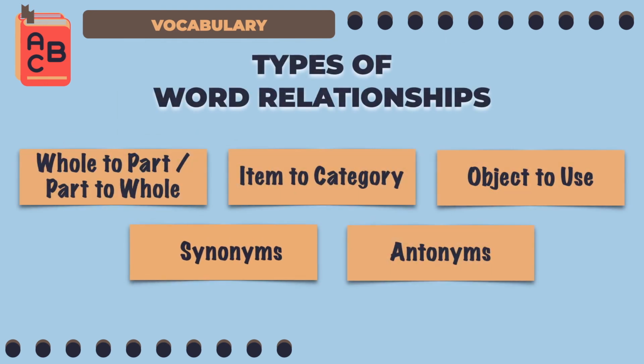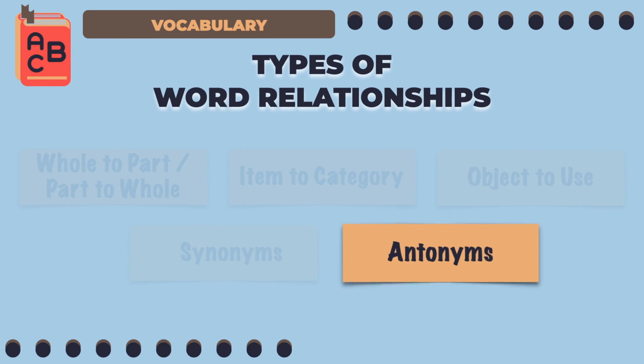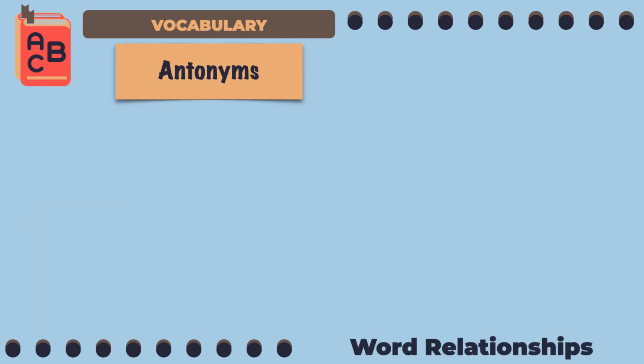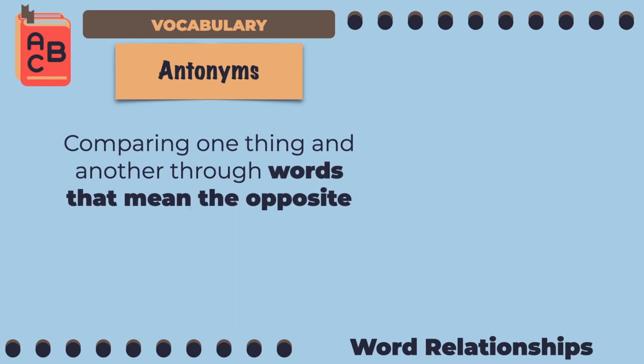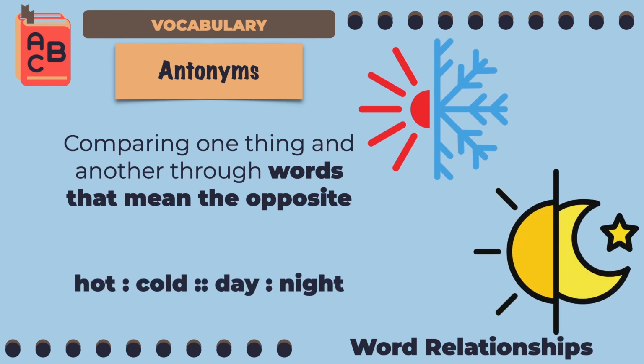We are now on the last type of word relationship, which is the opposite of synonyms. The last word analogy is antonyms. If synonym word relationship is comparing one thing and another through words that mean the same thing, antonyms, on the other hand, is comparing one thing and another through words that mean the opposite, like hot and cold, and day and night. In writing its analogy, we have hot is to cold as day is to night.